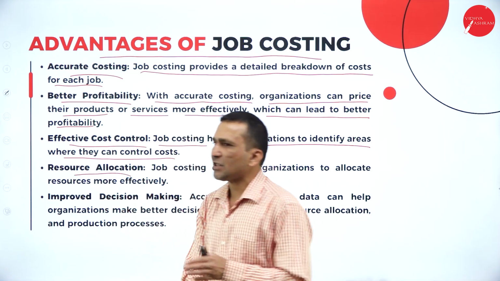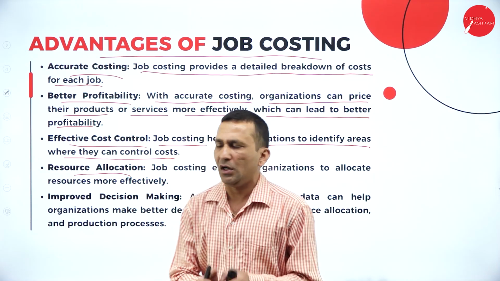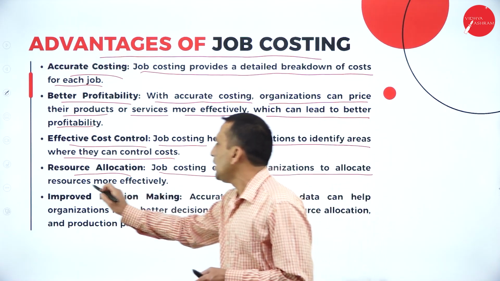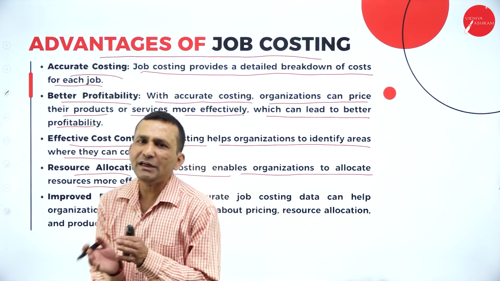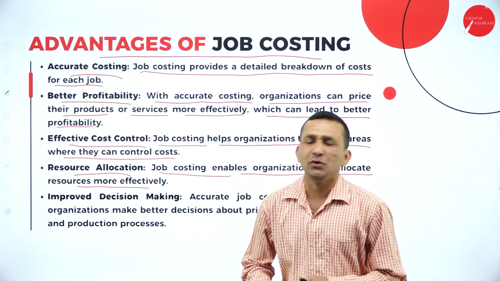And resource allocation. To perform a job, a number of resources will be involved. So here job costing enables organizations to allocate resources more effectively. We are trying to get productivity from the resources we introduce.